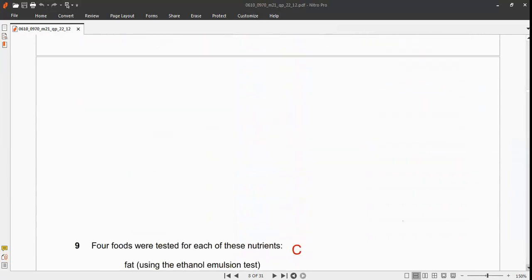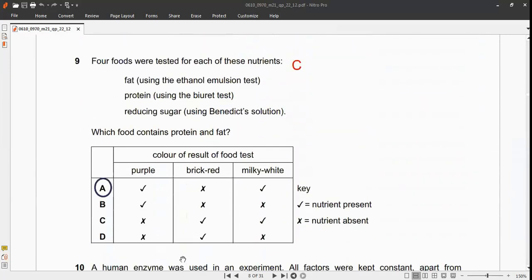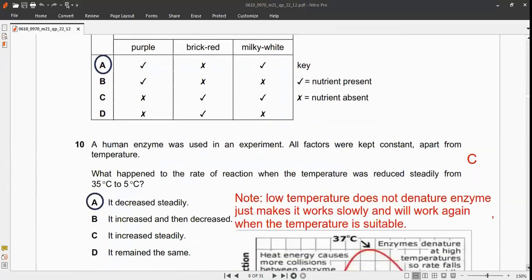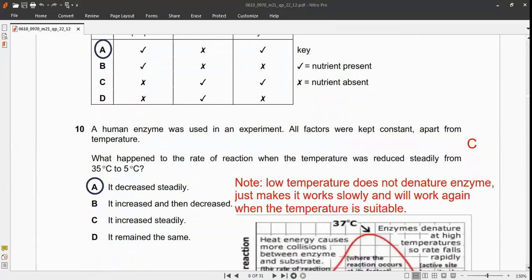So the correct answer is A: purple, no brick red, and milky white. Purple for protein using the biuret test. Milky white for fat using the ethanol emulsion test. Okay, this is the correct answer, A.